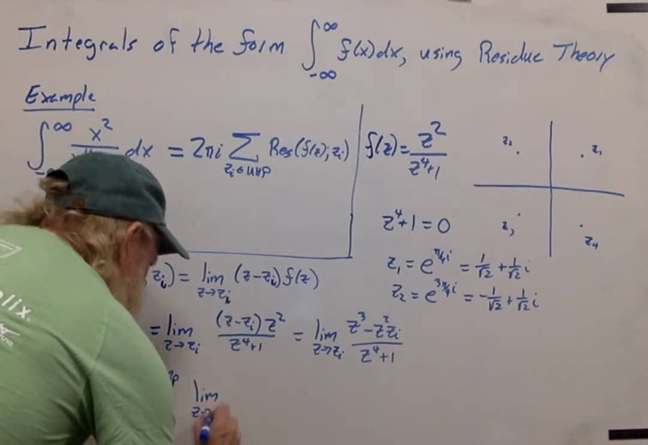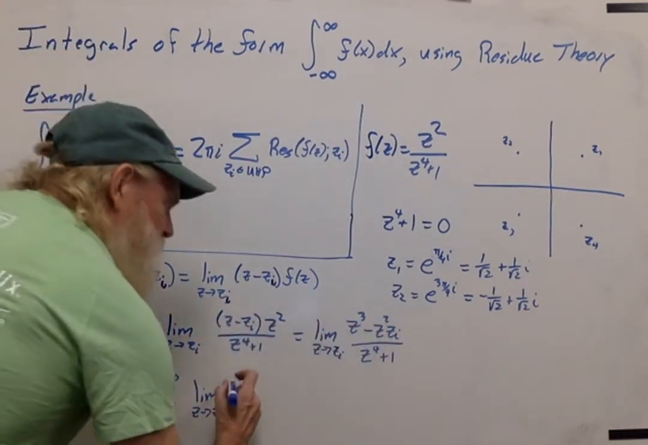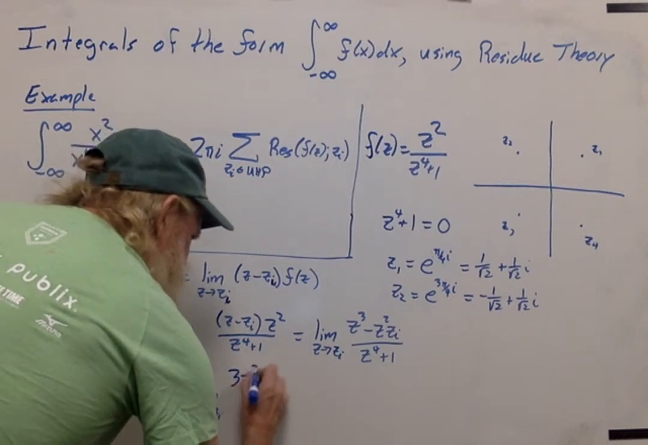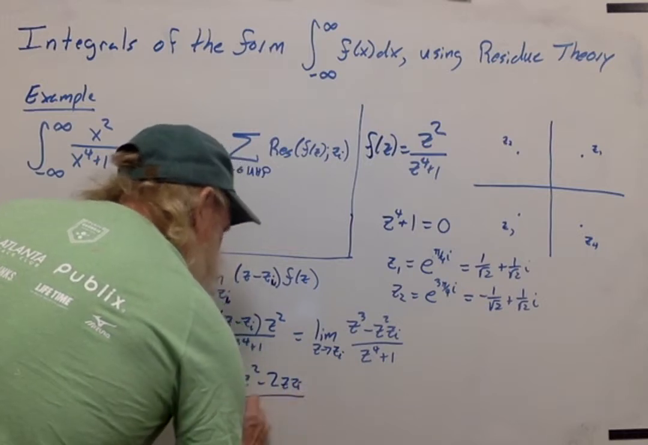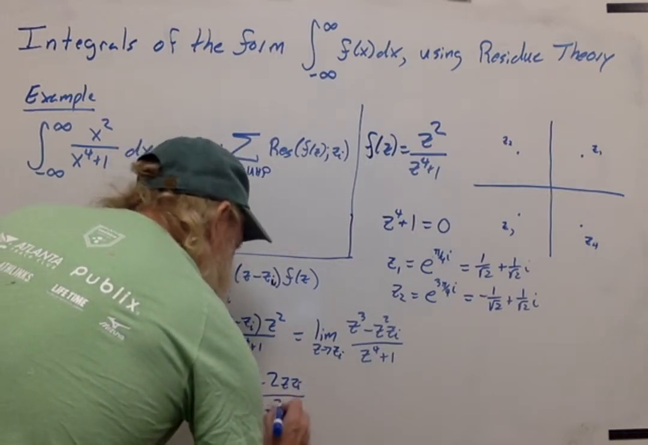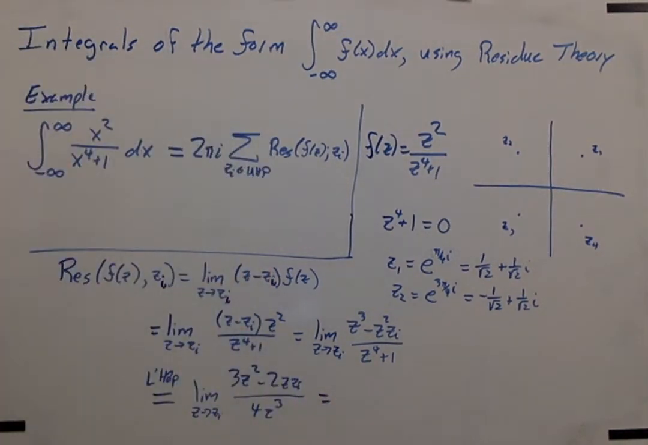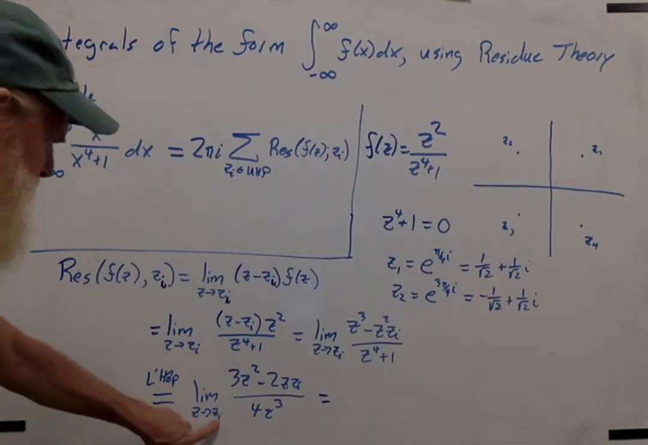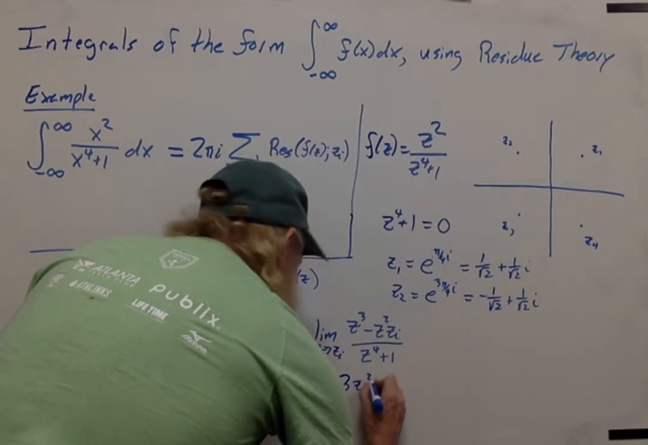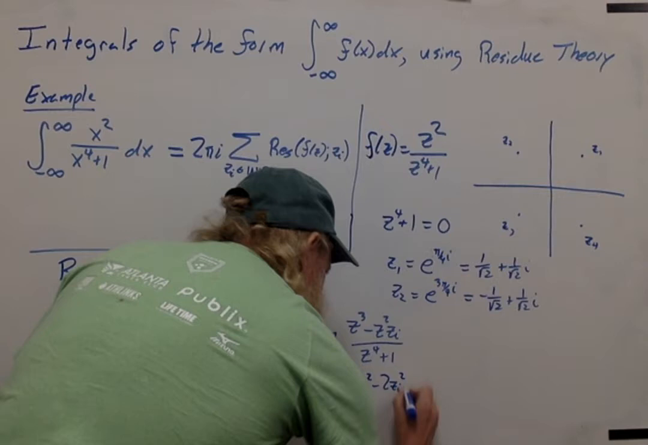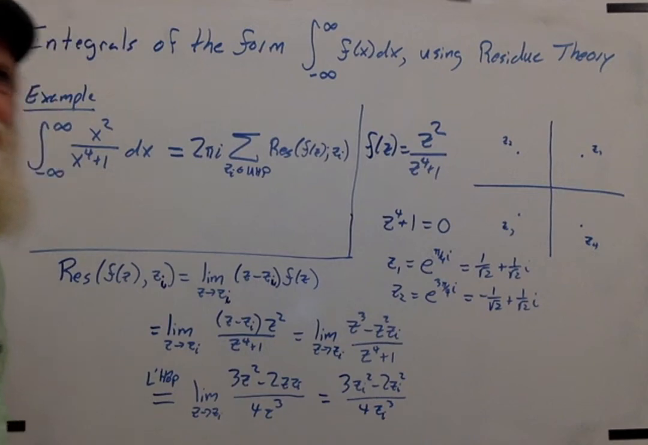So I can take the limit as z goes to z sub I of the derivative of the numerator over the derivative of the denominator. The derivative of the numerator is 3z squared minus 2z z sub I over 4z cubed. And now let's use direct substitution. I'm going to substitute z sub I in for z. I get 3z sub I squared minus 2z sub I squared over 4z sub I cubed.